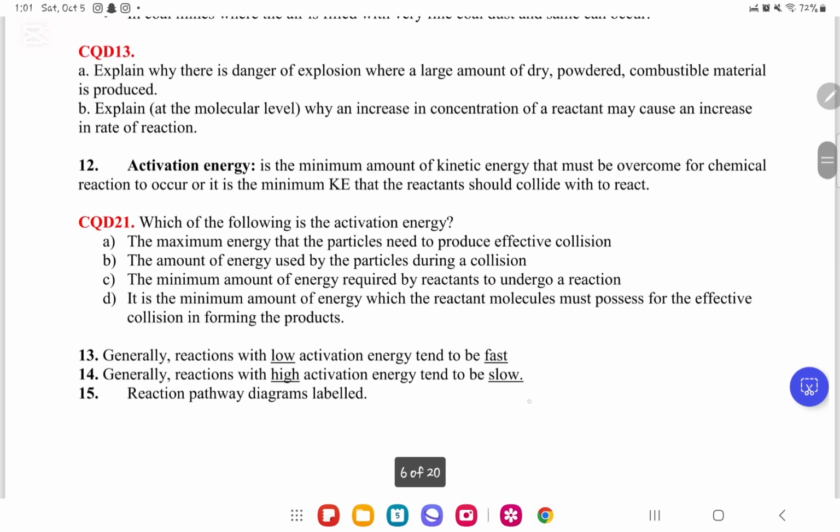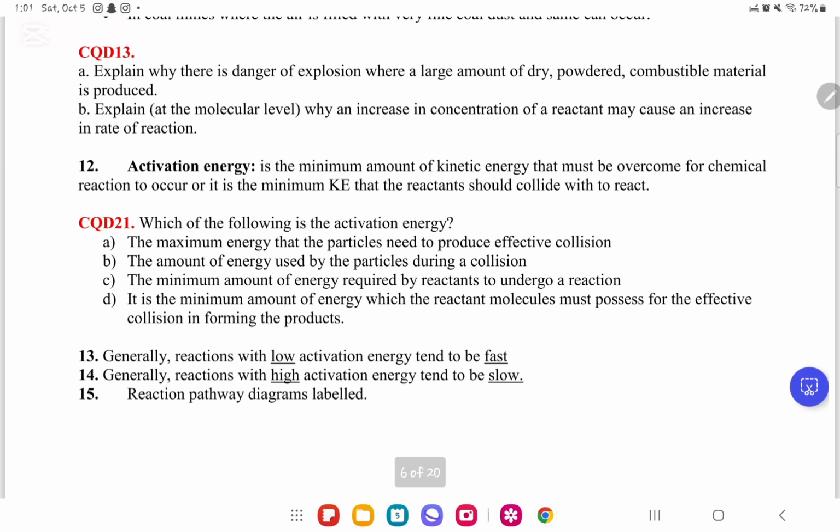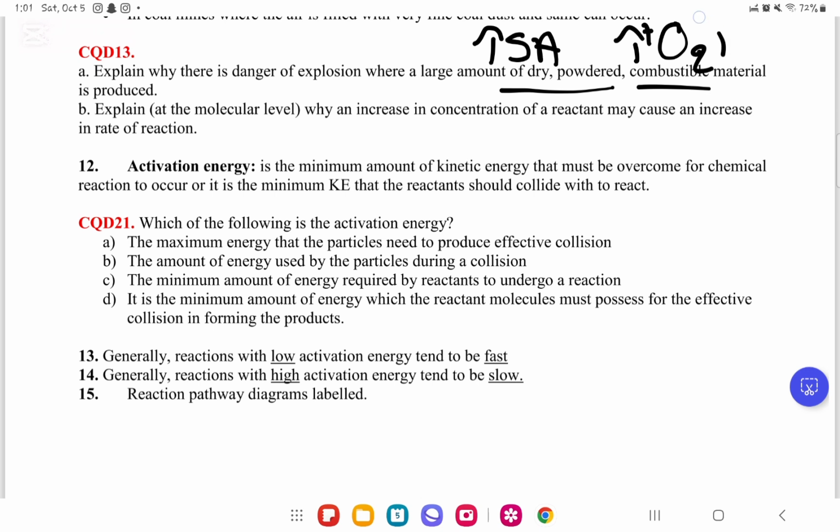Now, CQD number 13. Explain why there is danger of explosion where a large amount of dry powdered combustible material is produced. What do they mean by combustible? Combustible means it reacts with O2. If it's dry and powder, that means it has a large surface area. And we know that if we have a large surface area, then it's more prone to reacting faster. So it will react faster with the O2, and because it's reacting faster with the O2, it will cause a danger of explosion.